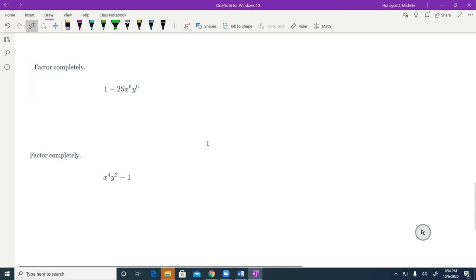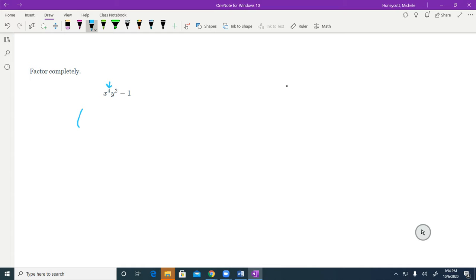Then sometimes they like to use two variables like this one. So again, as long as these exponents are even, you've got perfect squares. So I take the square root of it. When I take the square root with exponents, you're dividing the exponents by 2. So the square root of x to the fourth is x squared. The square root of y squared is y to the first power. So an x squared and a y in each set of parentheses. And then the square root of 1 is 1. So 1, 1, plus, minus. There we go.